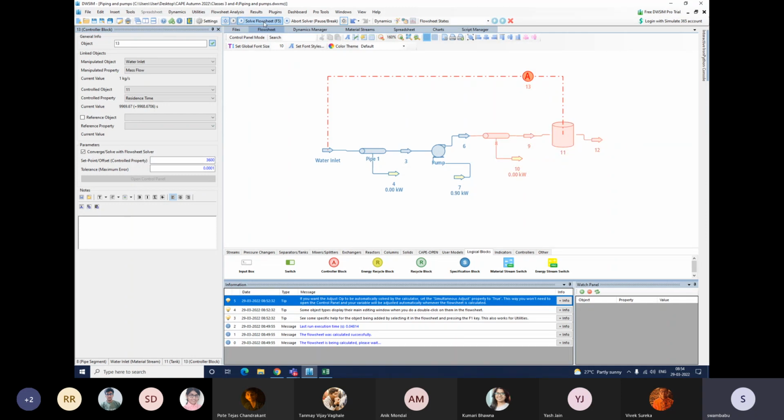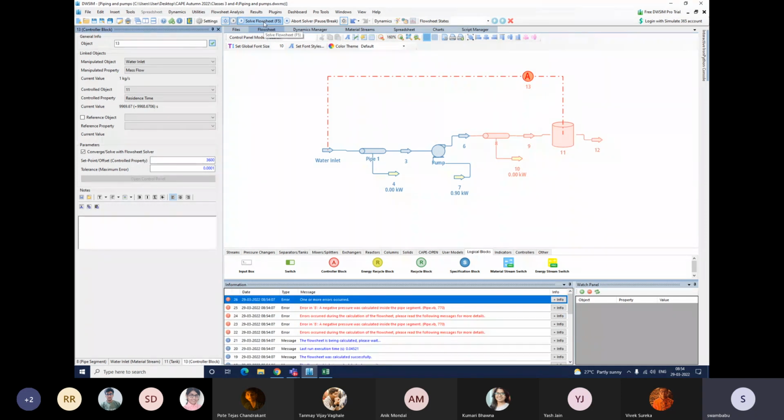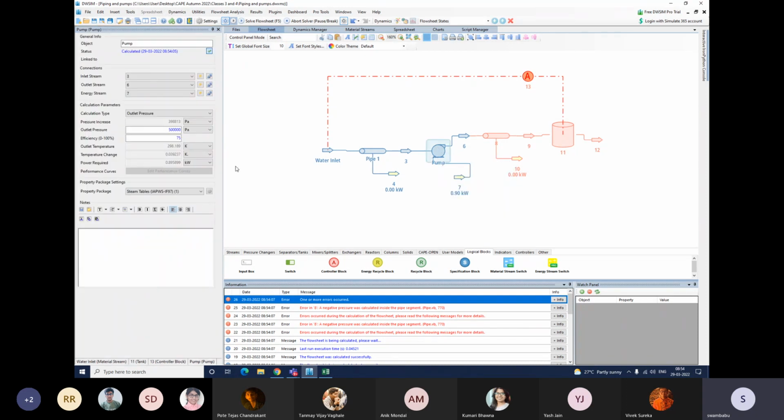Then we can run the flow sheet. It does all the calculation. Now it is saying that a negative pressure was calculated. That means we have increased the flow rate, and the pressure is not sufficient, so we need a higher capacity pump. When you want to speed it up, we need to increase the flow rate and also increase the pump capacity. So let's say we'll keep a maximum of 10 bar pressure. Then we run this flow sheet.